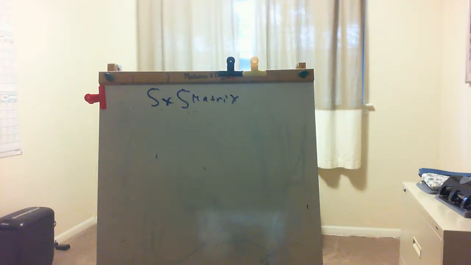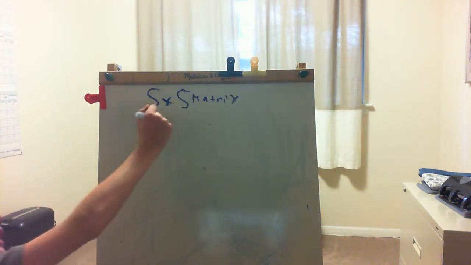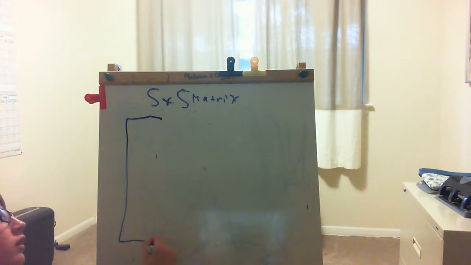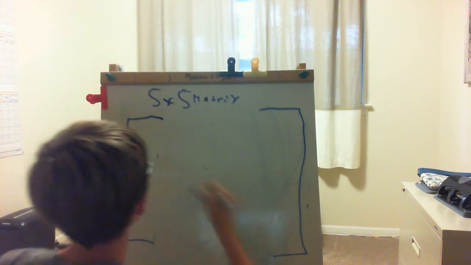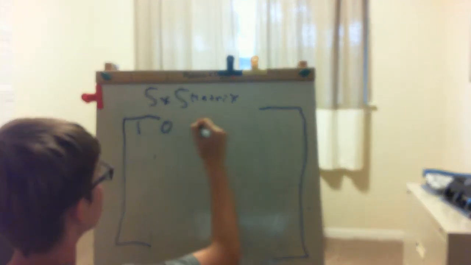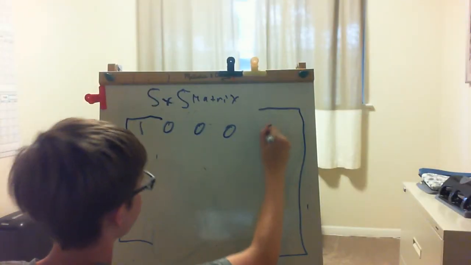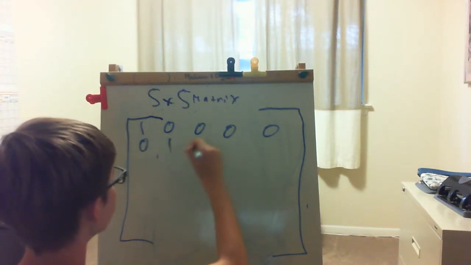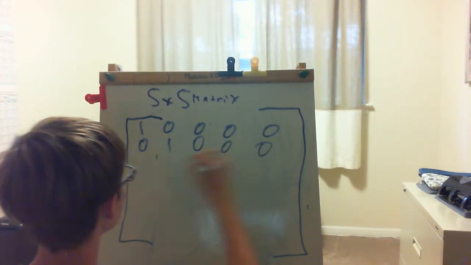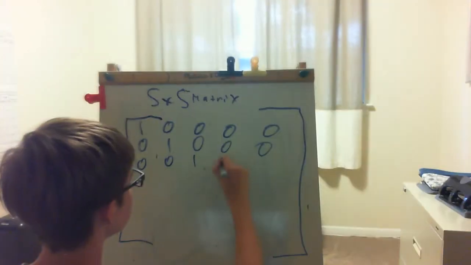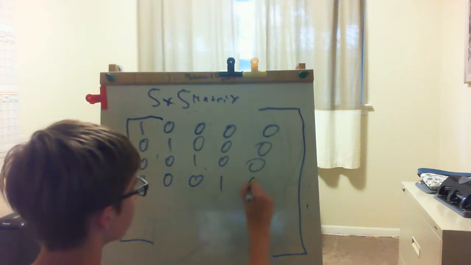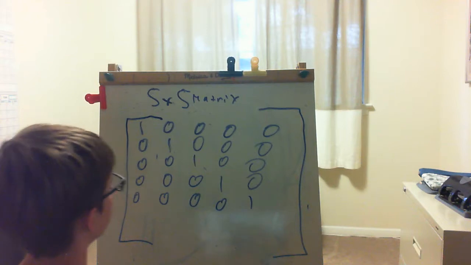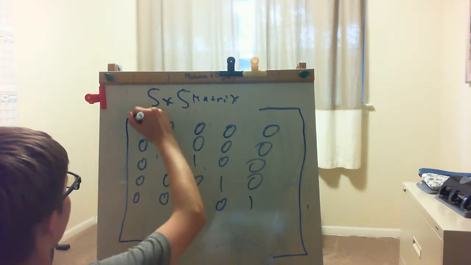Okay, I'm going to draw a big 1 for this one. Should have got 1, 0, 0, 0, 0, 0, 1, 0, 0, 0, 0, 0, 1, 0, 0, 0, 0, 0, 1, 0, 0, 0, 0, 0, 1. See how the ones are always going across the diagonals?